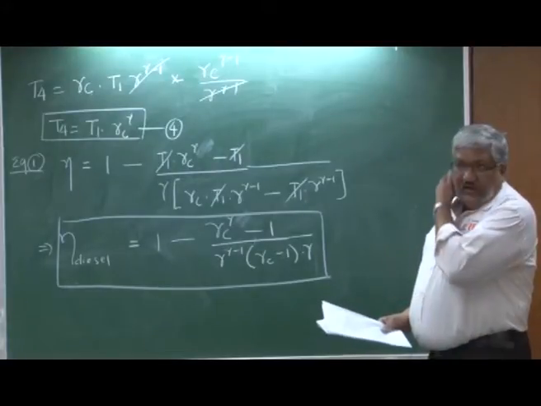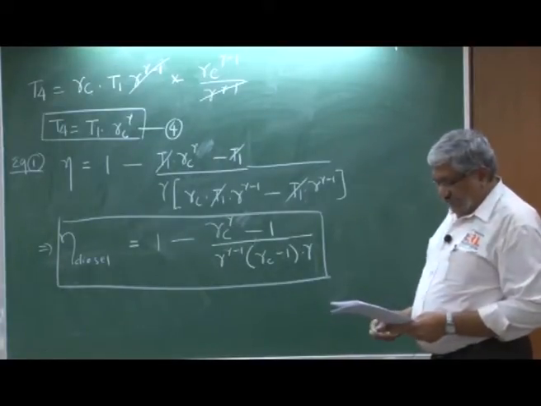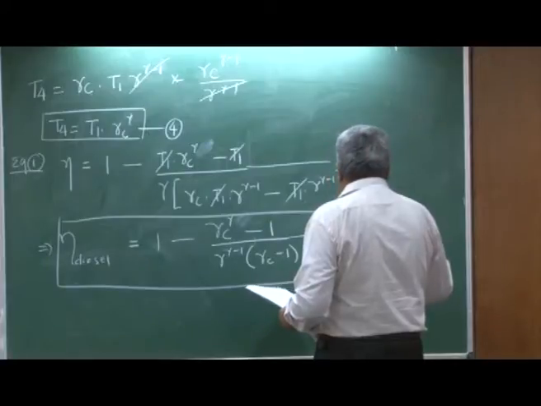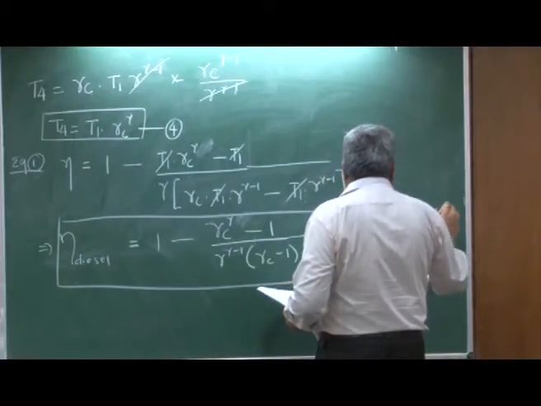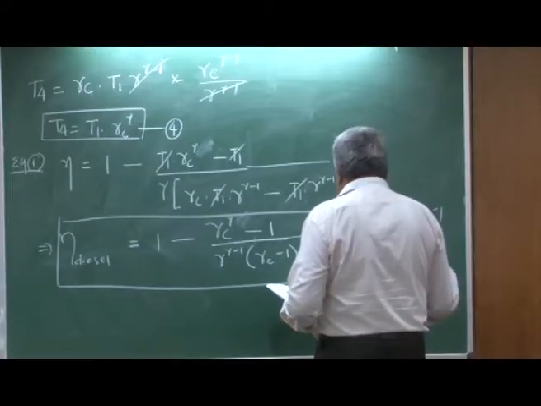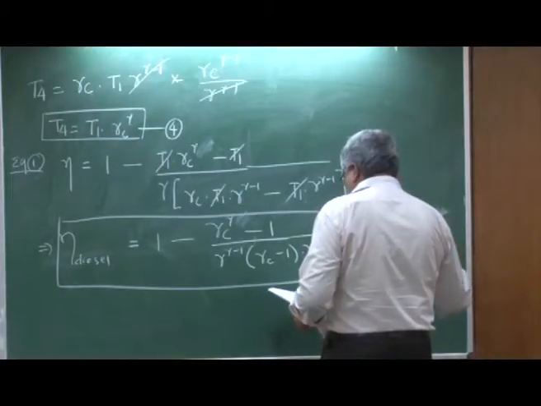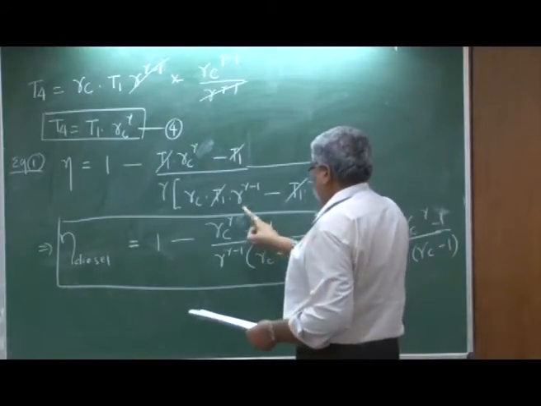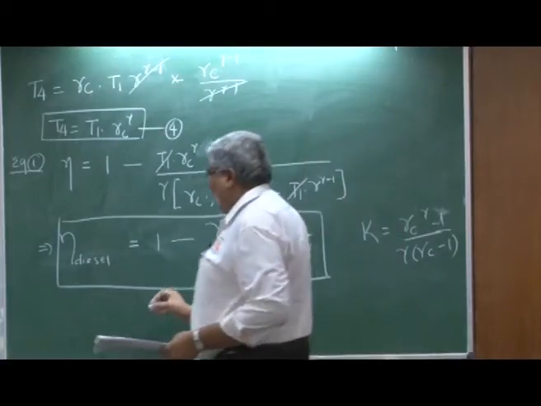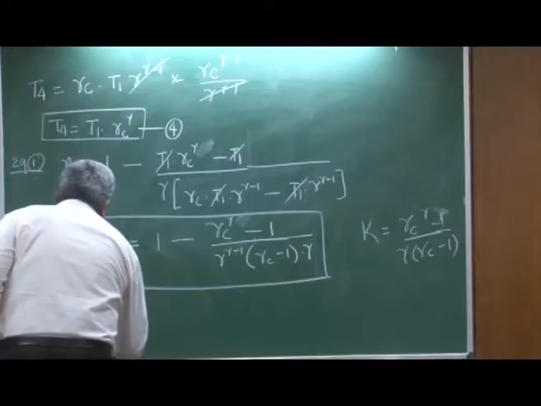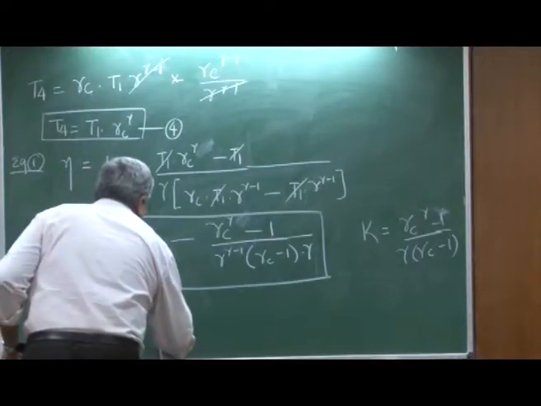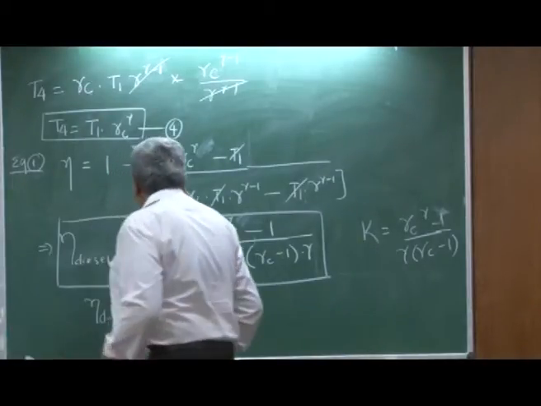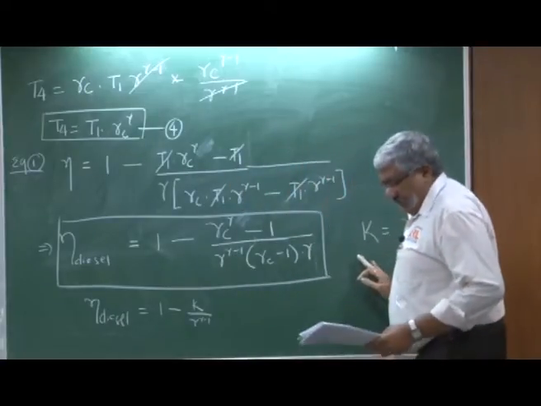Okay. So now one of the things that you have to understand is that if I define a parameter called K, and I write it as RC to the power gamma minus 1 upon gamma into RC minus 1, so this part, then I can write the efficiency of diesel engine as equal to 1 minus K by R to the power gamma minus 1. Okay? So this is one expression K.